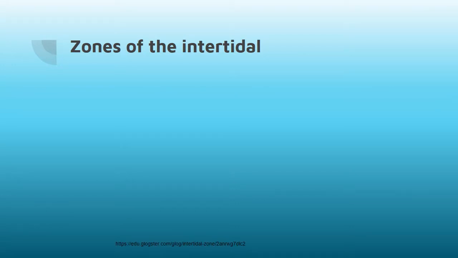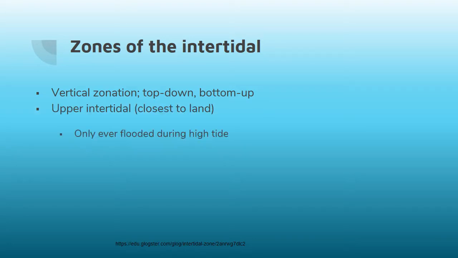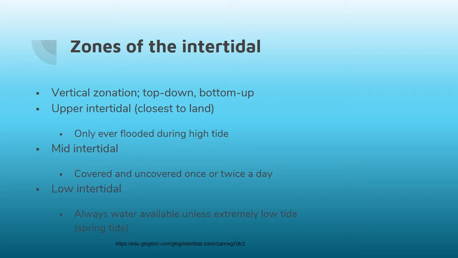There are also different zones of the intertidal before we get started. Intertidal zones have vertical zonation, top down and bottom up. The different zones we have are the upper intertidal, which is closest to land, and this is only ever flooded during high tide. Then we have the mid-intertidal, which is covered and uncovered once or twice a day. Lastly, the low intertidal, where there's always water available unless there's an extremely low tide, like maybe spring tide when it's the lowest of low.